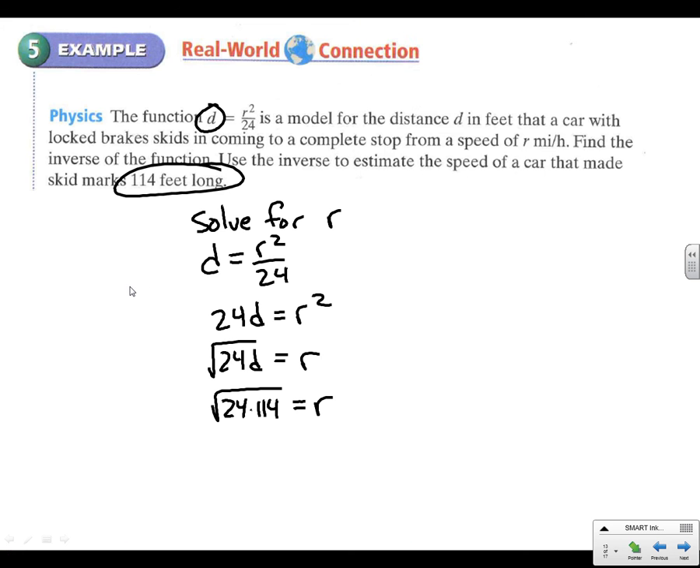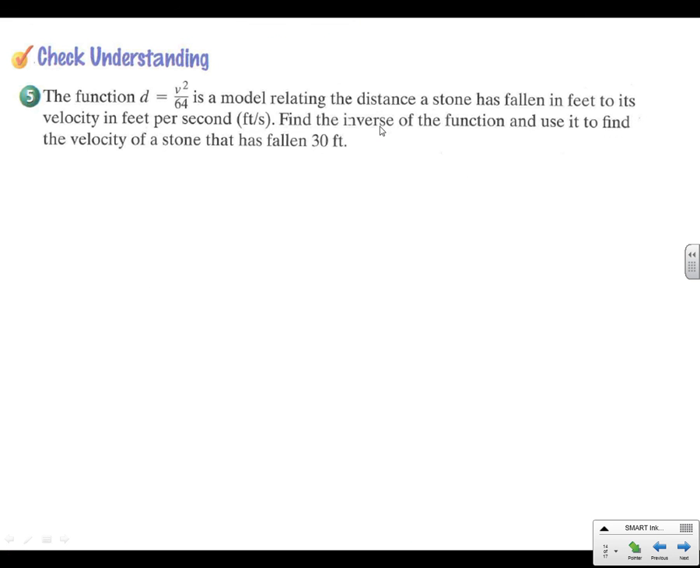So use that thinking here on number 5, and when they say find the inverse of this word problem, what you're doing is just getting v by itself. So move this around, get v by itself, and then answer the question that follows.